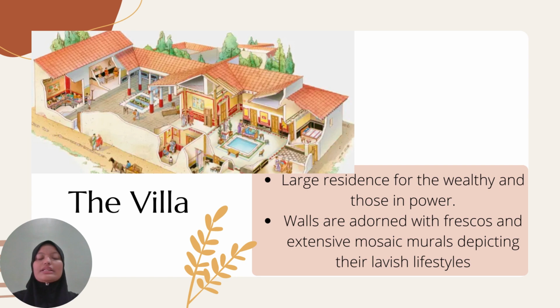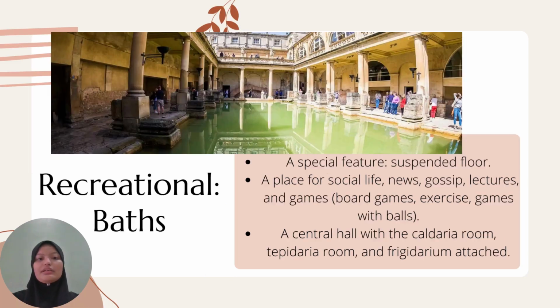The other residence during ancient Roman times is the villa. The villa is a large residence for the wealthy and those in power, and the walls of the villa are adorned with frescoes and extensive mosaic murals depicting their lavish lifestyles.